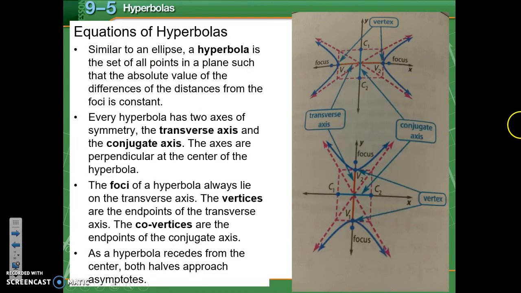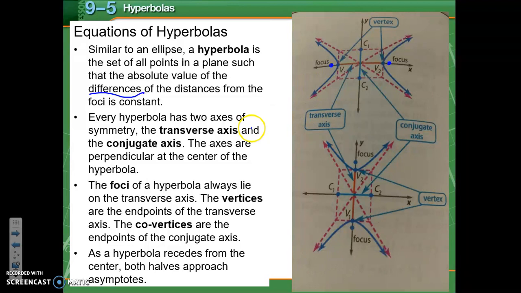So just like an ellipse, a hyperbola is the set of all points in a plane such that the absolute value of the difference instead of the sum of the distances from the foci is constant. So if we look over here at this picture, the hyperbola is these two branches. Together they make one hyperbola. So here is one focus and here is another. Every point on the hyperbola, if I subtract that distance from both foci, that difference is always the same.